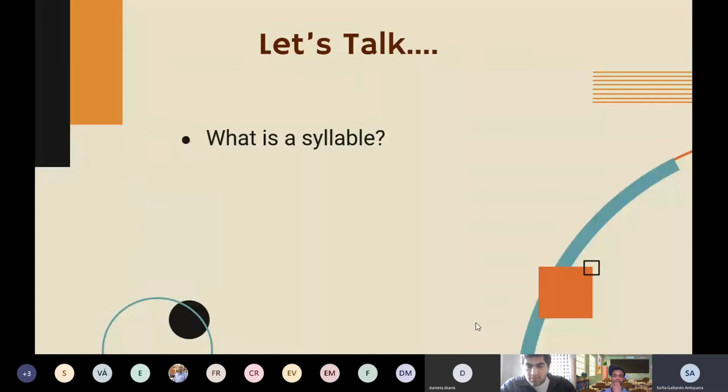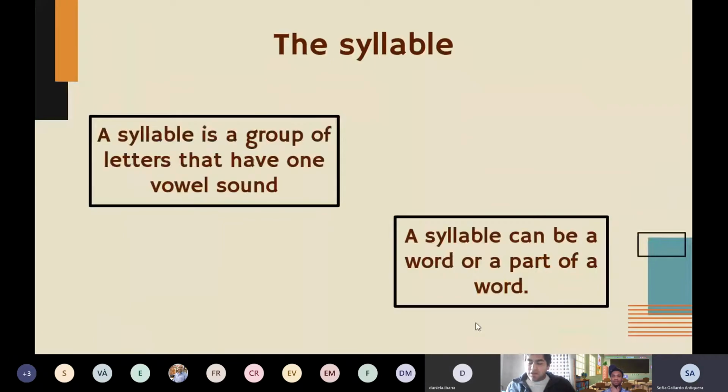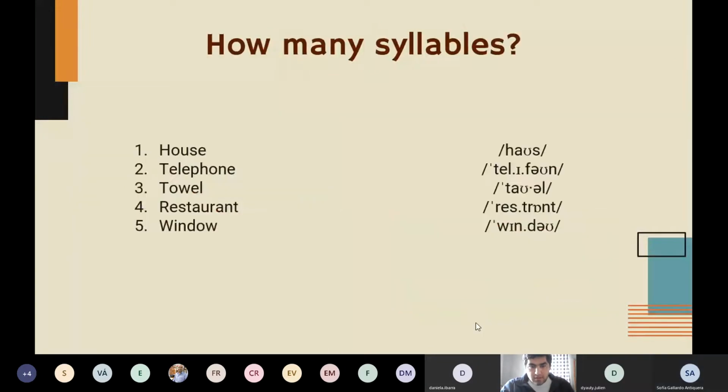Let's talk. Who can tell me what a syllable is? Anyone that would like to give me a brief definition? No one? Okay, I'm going to tell you. A syllable is a group of letters that have one vowel sound. A syllable can be a word or can be a part of a word.